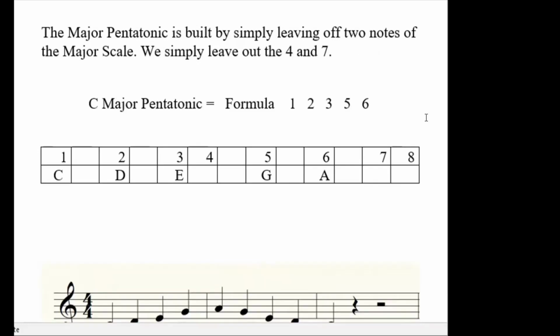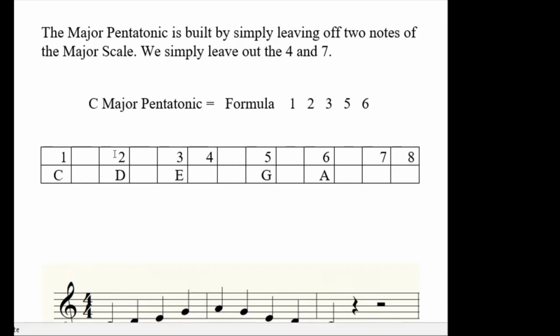The major pentatonic is built by simply leaving off 2 notes of the major scale. We simply leave out the 4 and 7. So here's our major pentatonic formula. We take the 1st, 2nd, 3rd, leave out the 4th, add the 5th, the 6th, and eliminate the 7th. So let's take a look at how that will appear.